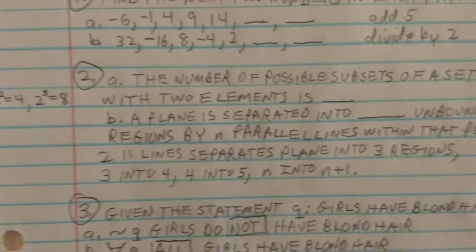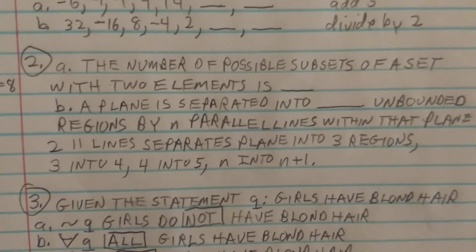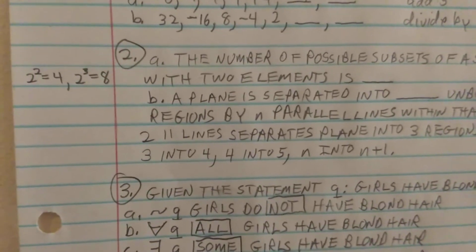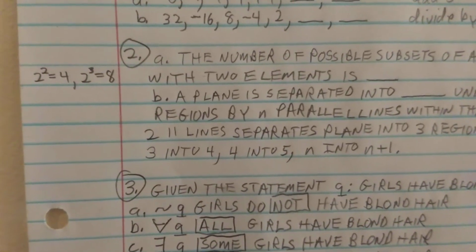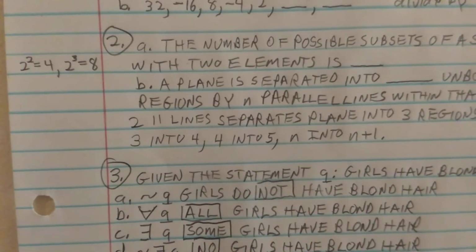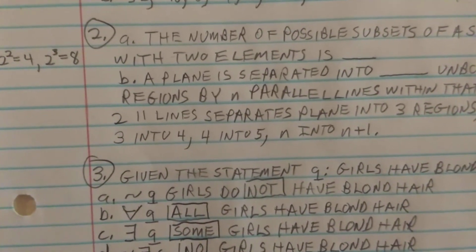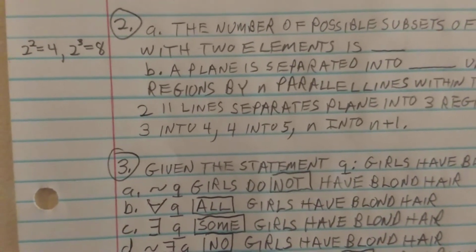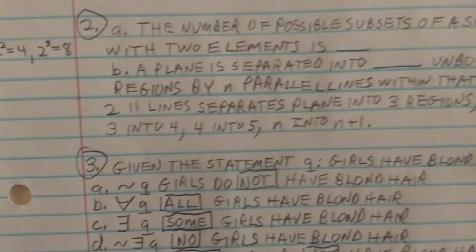Question 2, the number of possible subsets of a set with 2 elements is blank. Well, we remember from quiz 1, if we had 2 elements, there would be 2 squared or 4 possible subsets. If we had 3 elements, there would be 2 to the third or 8 possible subsets.